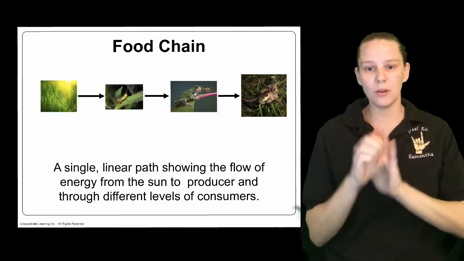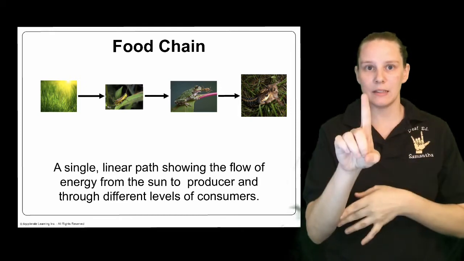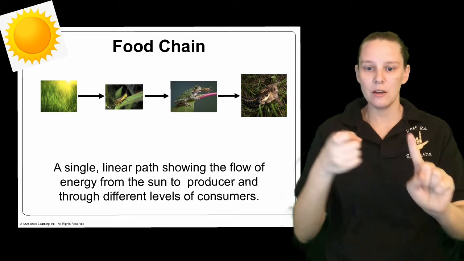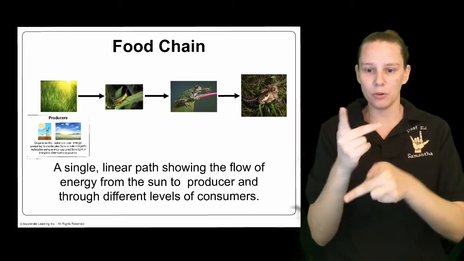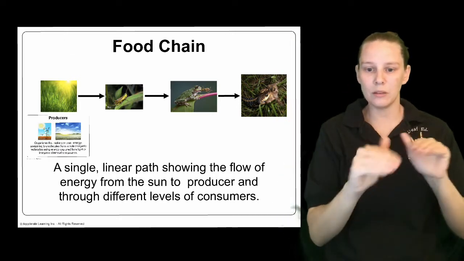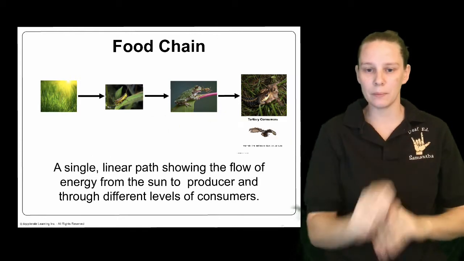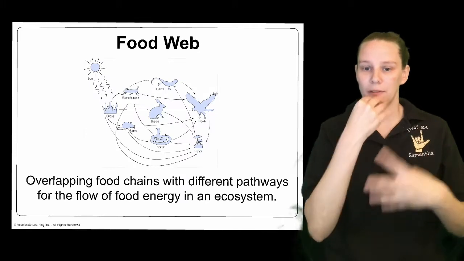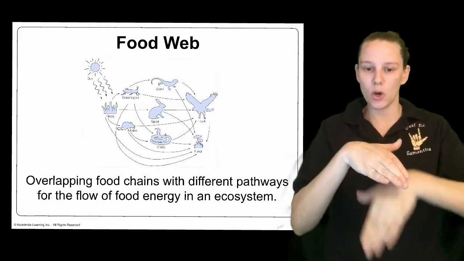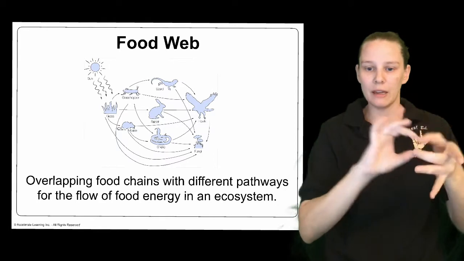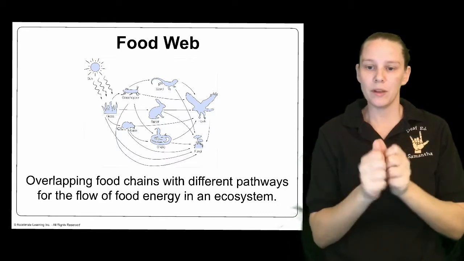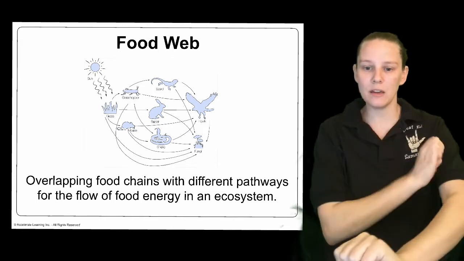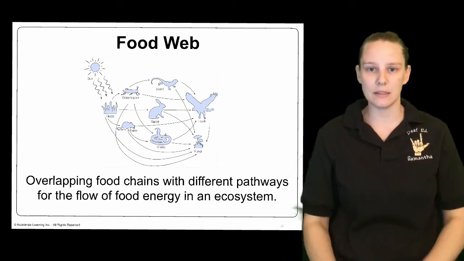This is an example of a food chain. It is a singular path of flow of energy from the sun to the producer through the levels of consumers. Now we have a food web. This is overlapping food chains with different paths for the flow of food energy in an ecosystem.